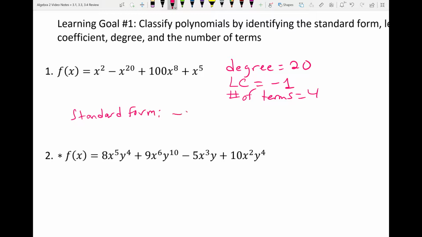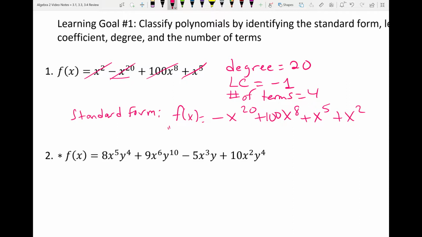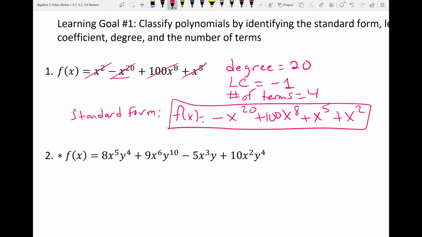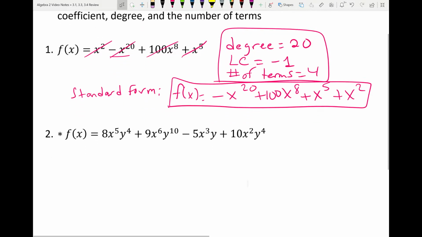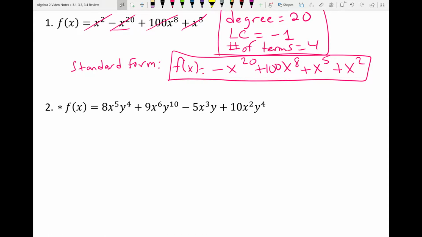So let me write f of x equals -x to the 20th, the highest power first. So that's that guy taken care of. Now the next one is the next highest, so positive 100x to the 8th. The next highest is positive x to the 5th, and then positive x squared. That's our standard form, and those are our three characteristics here. So now let's do it for number 2.